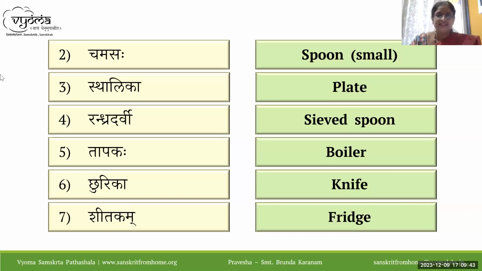Dhanyavadah. I just want to say one thing. In my language, the cup is chashka. Sounds like chashaka. Oh my God. It's quite possible. Oh, wow.